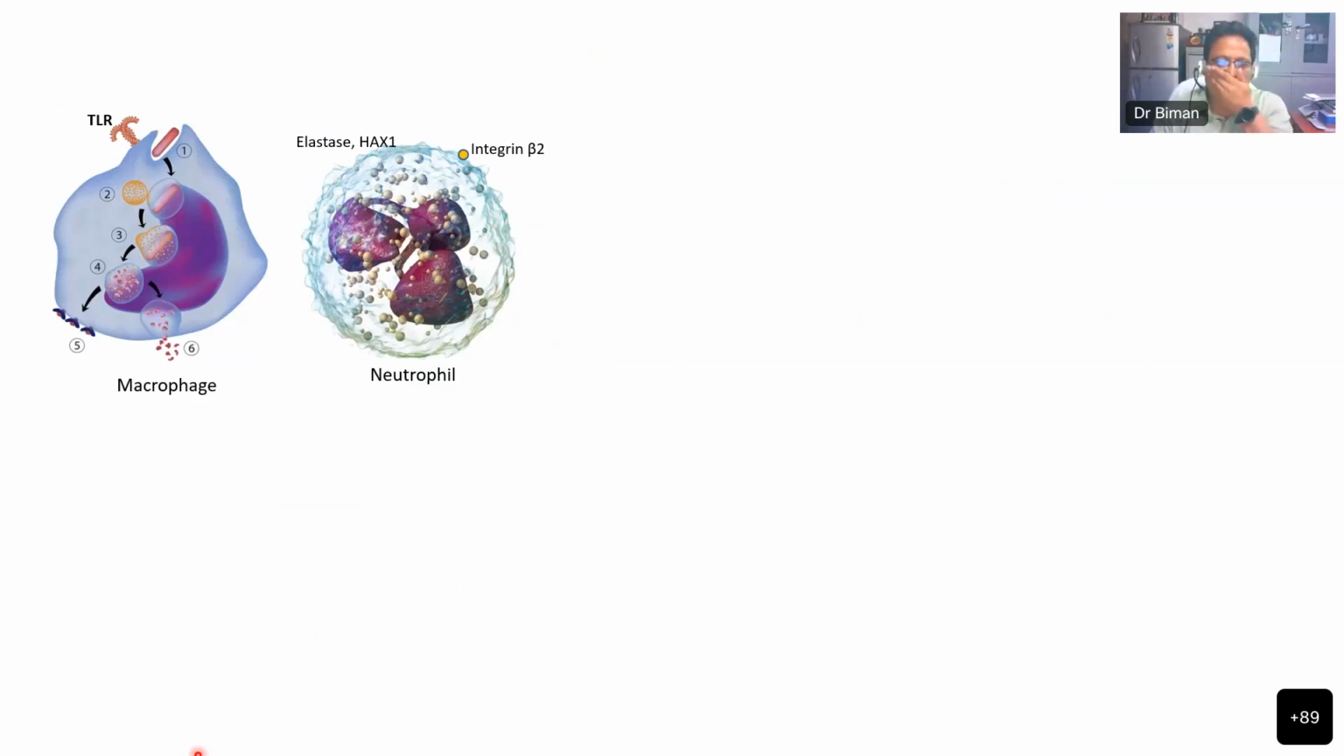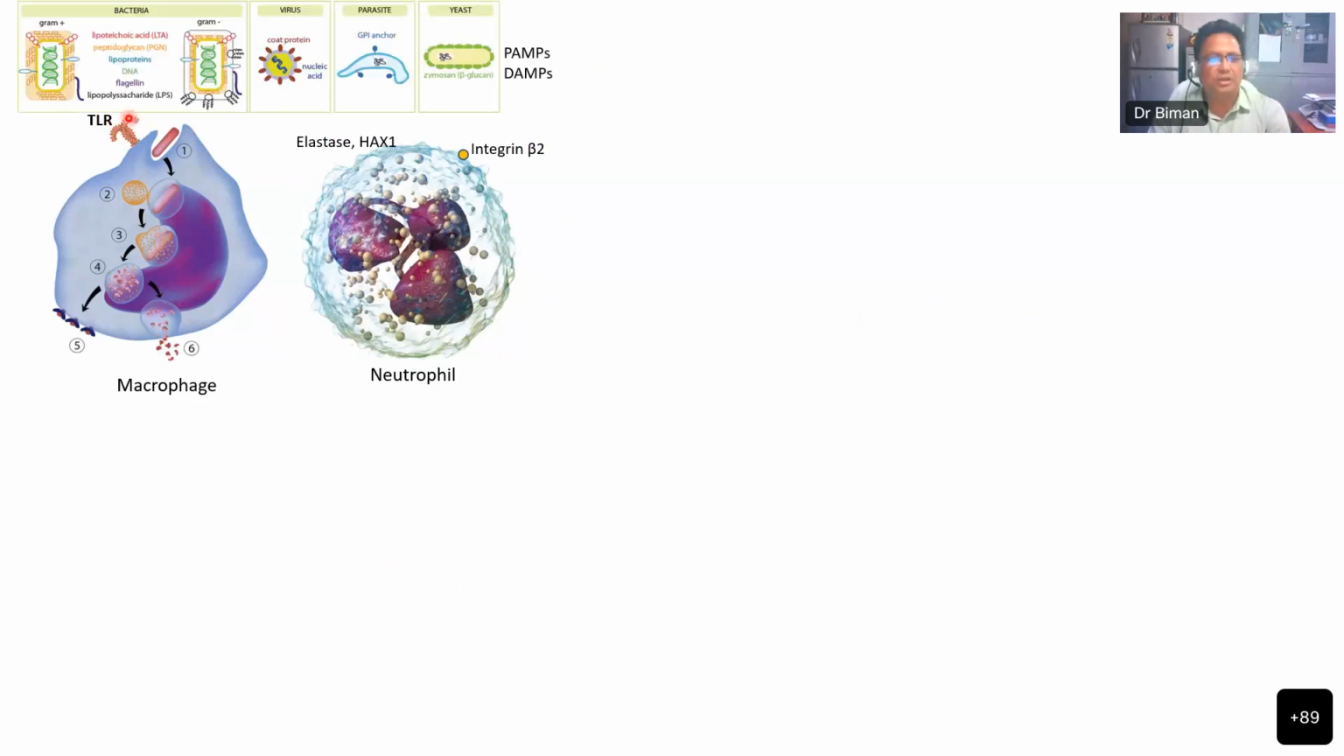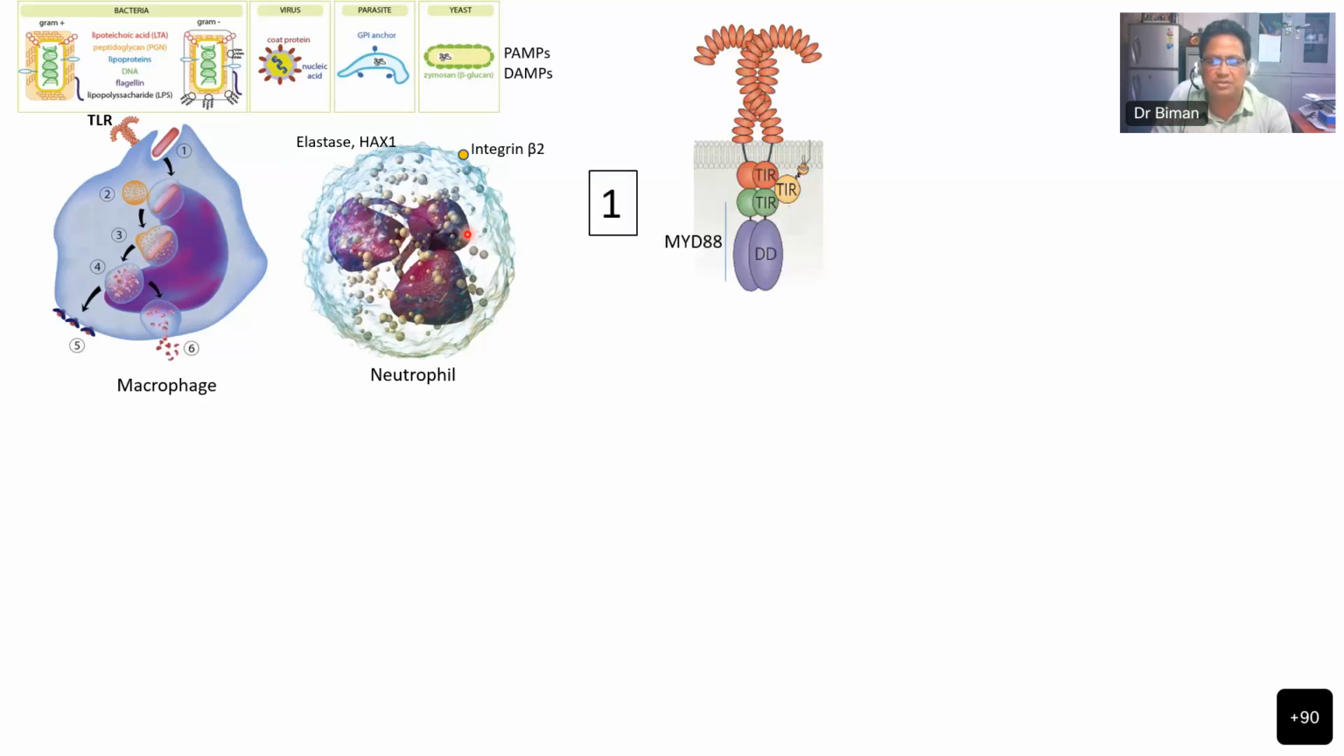Okay. So when you talk of the innate immune response, we have the macrophage and the neutrophils. We know that the macrophage is equipped with toll-like receptors, through which they recognize the PAMPs and the DAMPs that are present in the bacteria. So this TLR is very important. And the neutrophil has many proteins like elastase, HAX1, and integrin beta 2, which allow the neutrophil to adhere to the endothelium and cause diapedesis. So these are important molecules present in the phagocytes. This TLR system is very important because it recognizes the PAMPs and the DAMPs of the microbes.